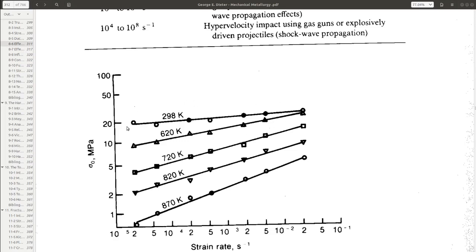But at an elevated temperature, if the temperature is very large, like 870 Kelvin, you see that the influence on sigma naught is very large. So at an elevated temperature, this strain rate effect is considerable. We can't omit that.